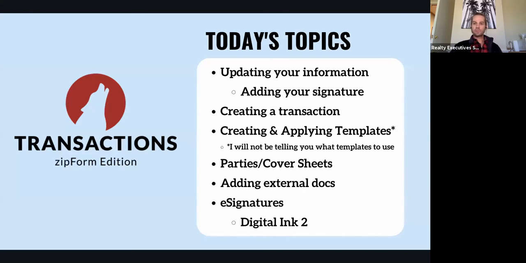So today we're going to be going through really just checking your information and making sure that it's up to date, because I know some people have moved offices here in the last while. I just want to make sure that your information is accurate and up to date in there. And I just wanted to show you how to add your signature, so you could have your signature go out in your emails that are coming from zipForms. So we can take a look at that.